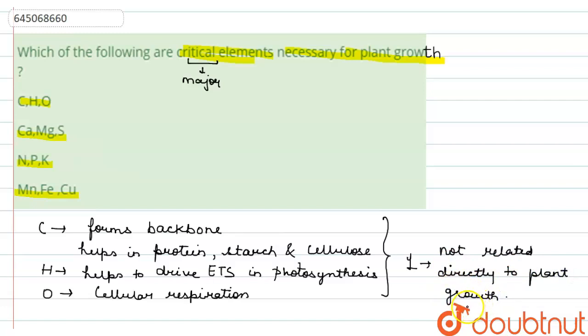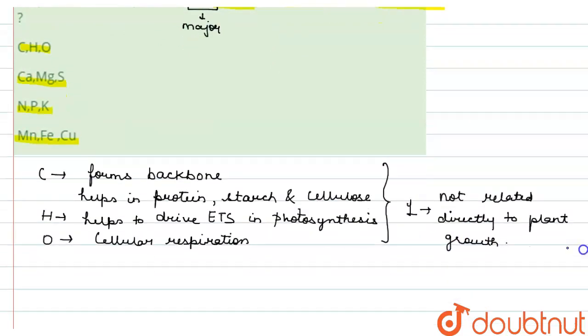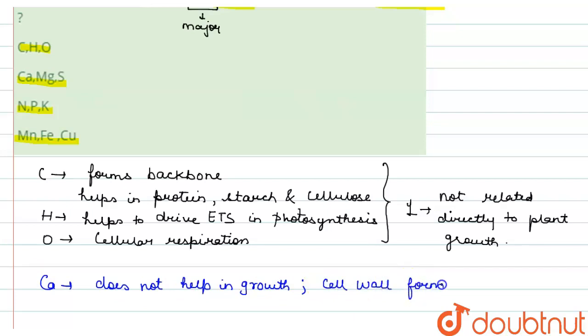Moving on to option number 2, that is calcium, magnesium, and sulfur. Calcium does not help in growth, and it is involved in cell wall formation.